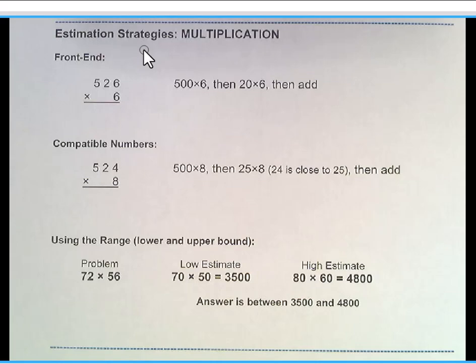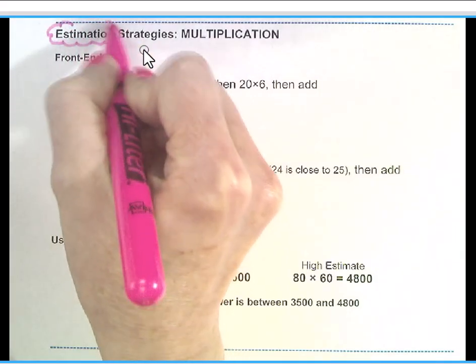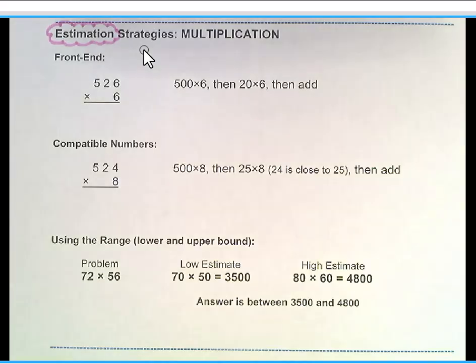Now we're going to look at some estimation strategies for multiplication. Remember, this word is extremely important. We're just estimating. I don't want y'all to come up with the exact answer ever. I just want you to estimate, right? And the point of estimating is to make the math easy. If you can't do it in your head or very quickly on a piece of paper, you're probably not rounding enough. So remember, the idea of estimating is you don't have to be perfect, you just have to be close.